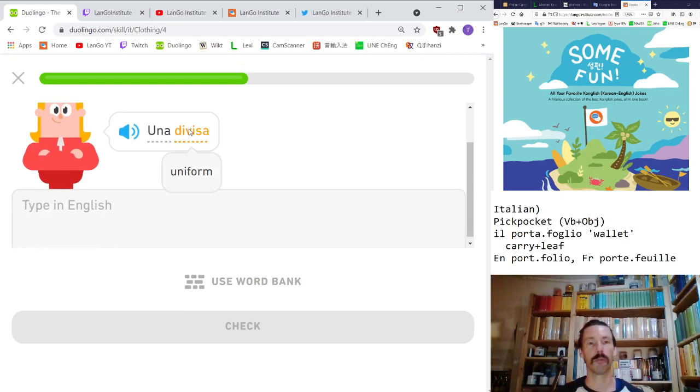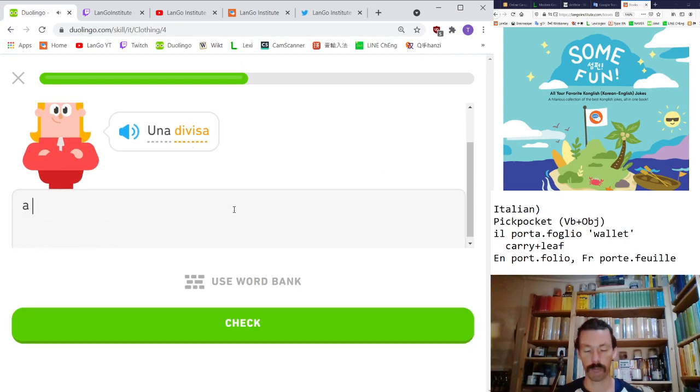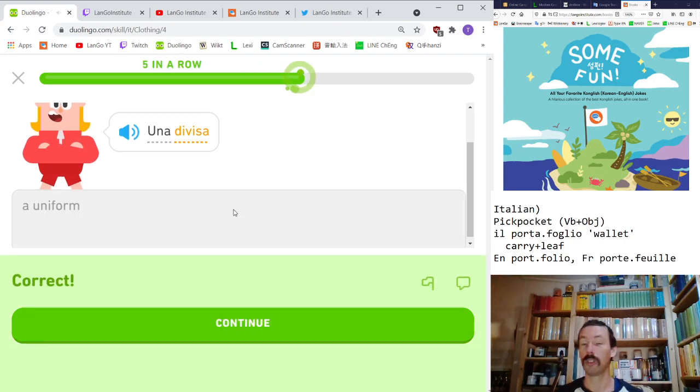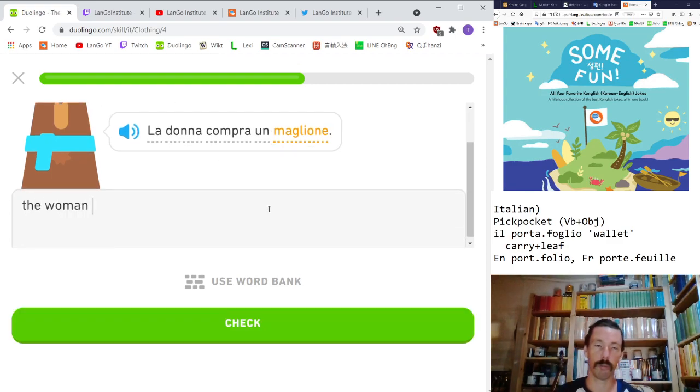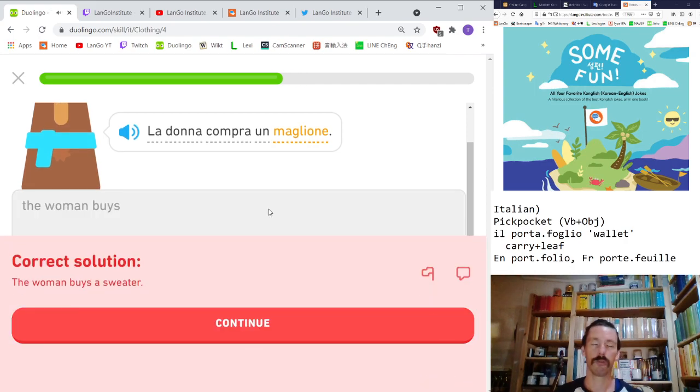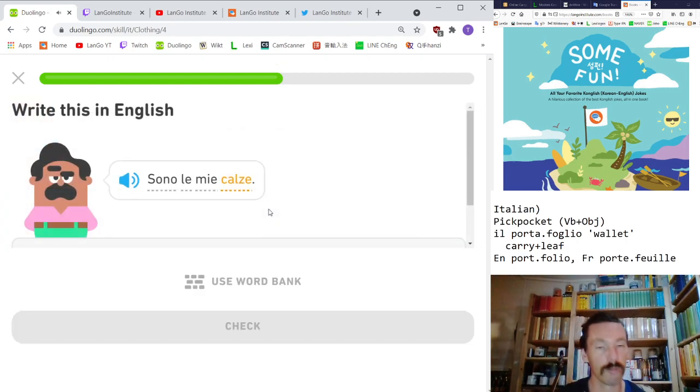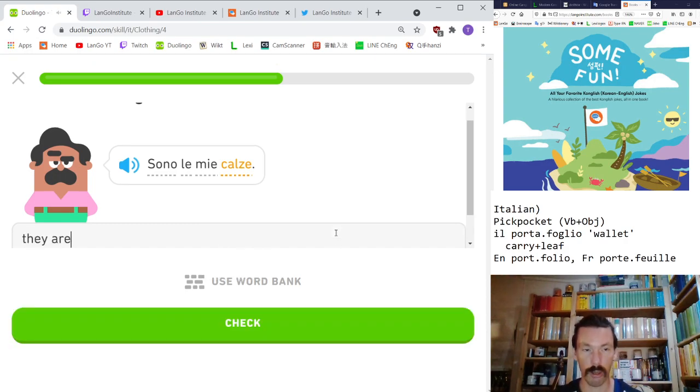Una divisa. Divisa. Oh, uniform. What type of compound is uniform, or the English word? La donna compra un maglione. La donna, the woman, compra, buys. Need a bit more than that. Un maglione. Sweater. Looks like an augmentative. Sono le mie calze. Le mie calze. Noun form. Calze. They are, will supply, the word they, my socks.